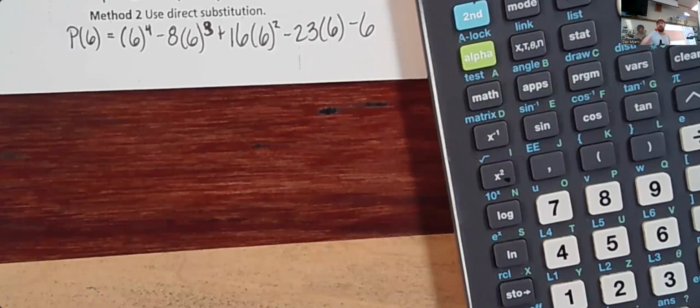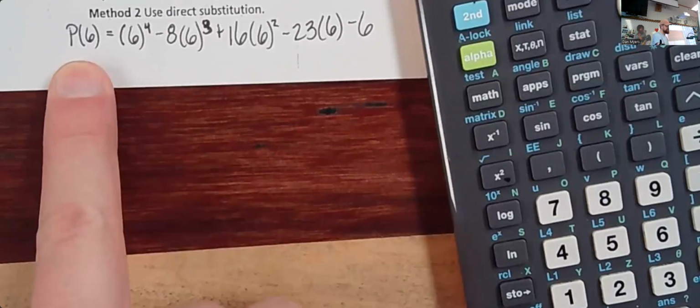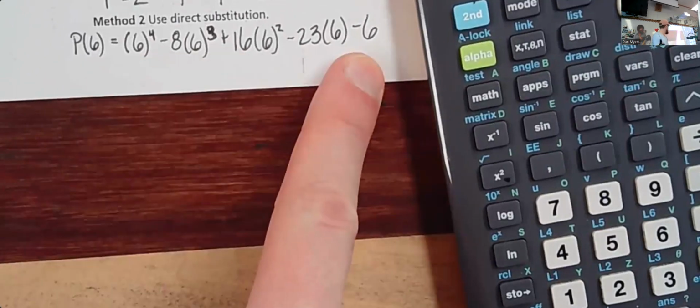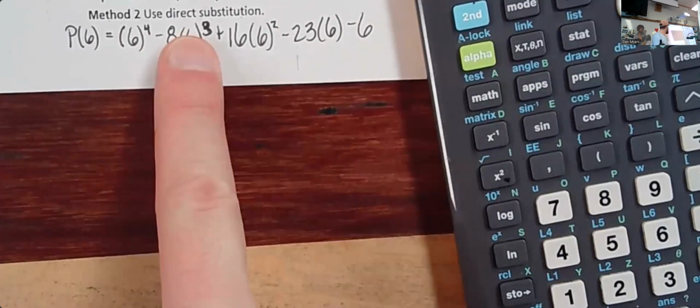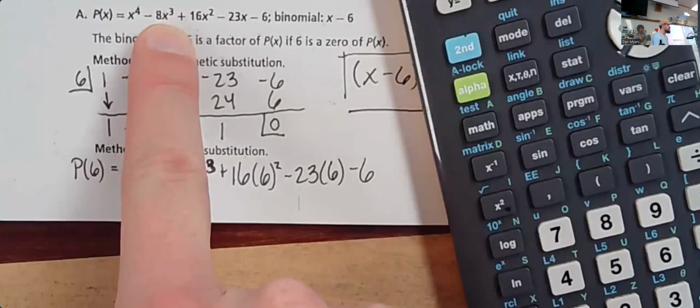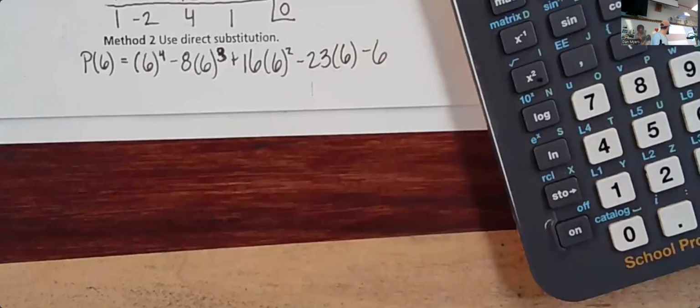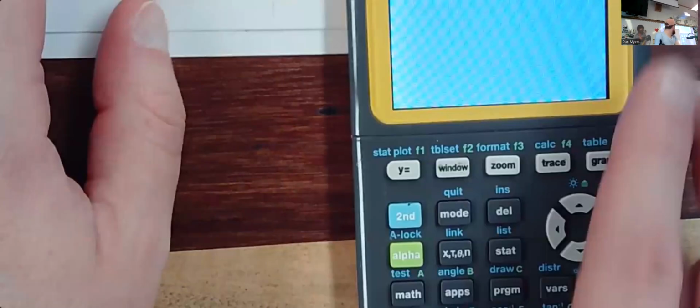Okay. So with direct substitution, all we're going to do is take our value of a, which is 6, and plug it in for x in that polynomial. So if you plug in 6 for x into this polynomial right here, anytime you see x put in a 6, you can just type that directly into your calculator. What do you think the answer should be? Should be 0, yeah. So let's see what happens. Let's see if that works.